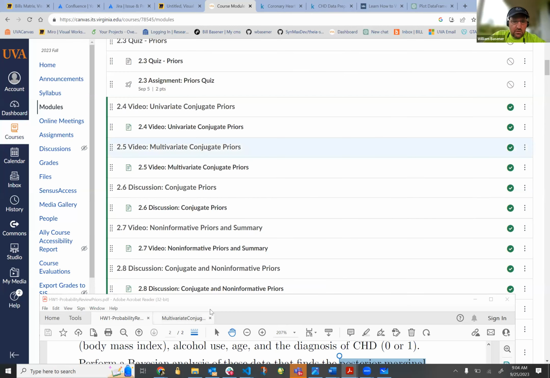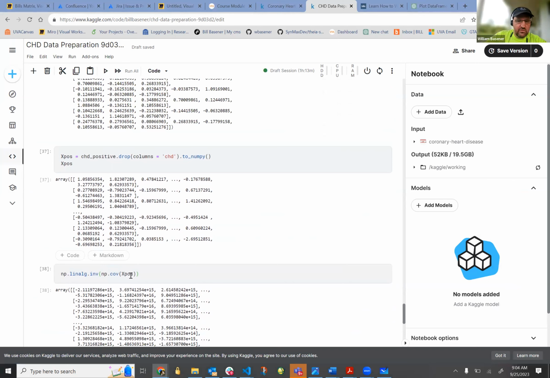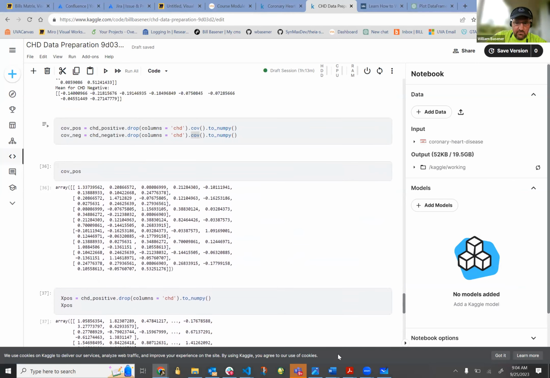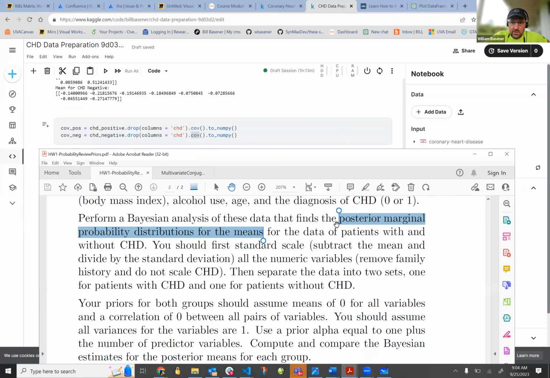Okay, so I realized we've been going through the coding part, and we've hit a spot where the coding starts getting into how we answer this question. So we need to take a little step back from the coding. I was walking through the code that I was looking at. The question asks us for the posterior marginal probability distributions for the means.